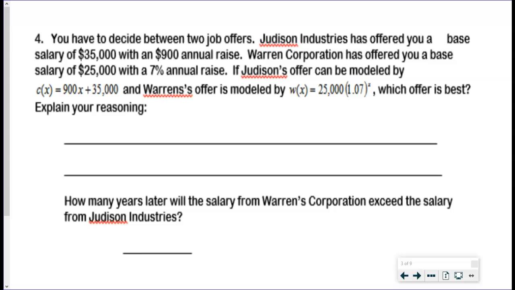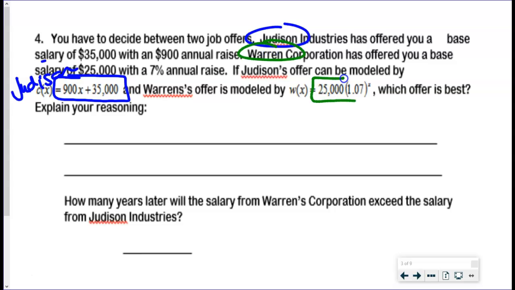You have to decide between two job offers. Judson is going to give you a $35,000 salary and then a $900 annual raise. So this right here is the equation for Judson. They're going to start you off with more money, but their raises are linear as opposed to exponential, so you're going to see a slower rate of growth. And then Warren has an exponential growth. They're going to start you out with less money, but they're going to raise exponentially.